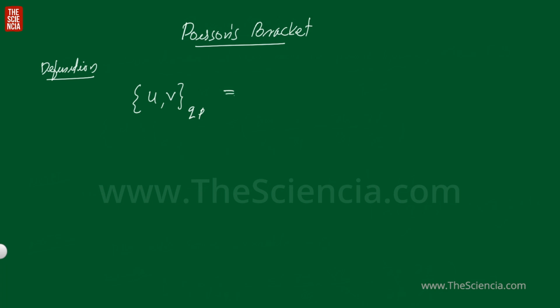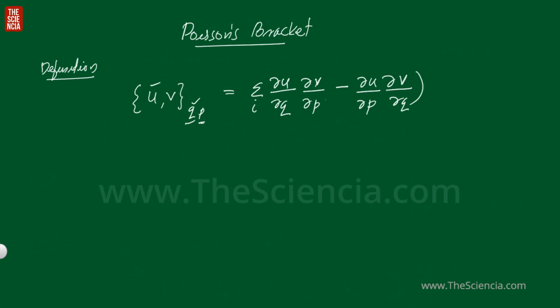Then it will be equal to summation i of ∂u/∂q, that is derivative of first term with respect to first term, into derivative of second term with respect to second, that is ∂v/∂p, minus, now I am changing the order, that is derivative of first term with respect to second term, that is p, into derivative of second term with respect to first term, that is q. This is the definition of Poisson's bracket.